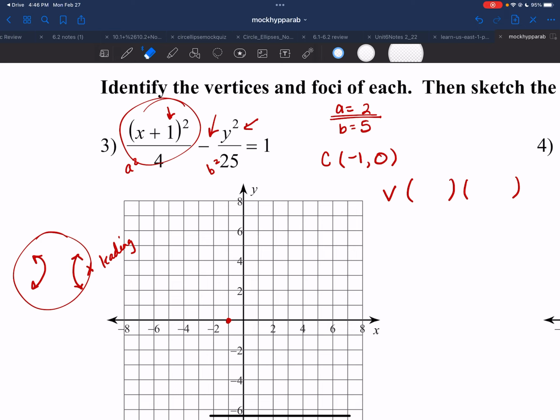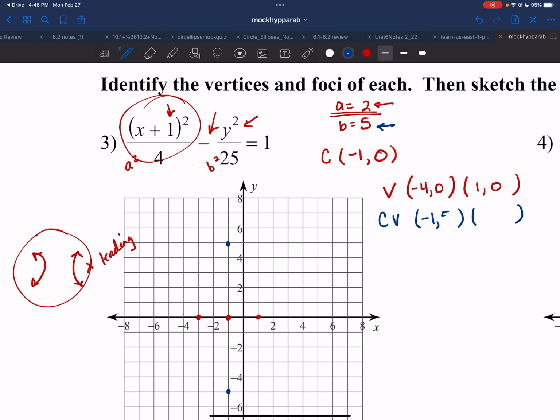So I know it's going to go left and right, so I need to follow this 2 left and right. So here's a vertex, and here's a vertex. So that would be -4, 0, and 1, 0. So those are my vertices. Then I have my co-vertices, and those are going to be based on b, which is 5. And from the center, it will go 1, 2, 3, 4, 5 up, 1, 2, 3, 4, 5 down. And so my co-vertices will be -1, 5, and -1, -5.